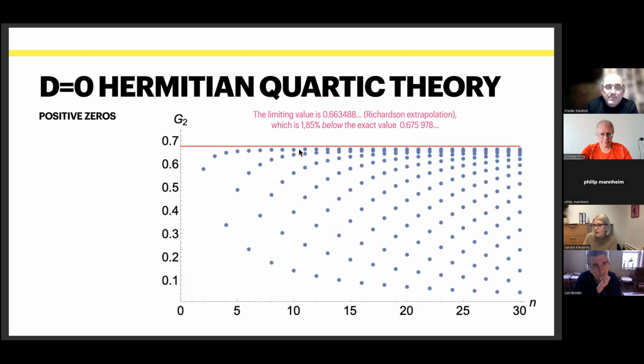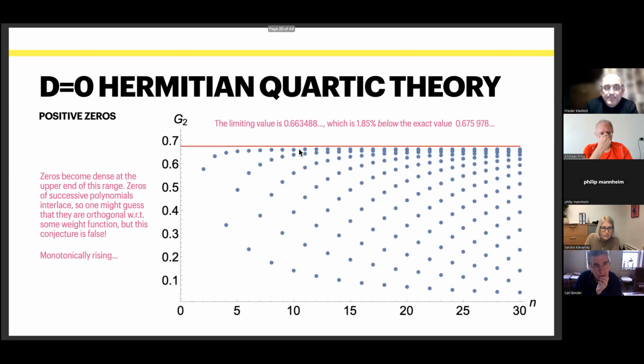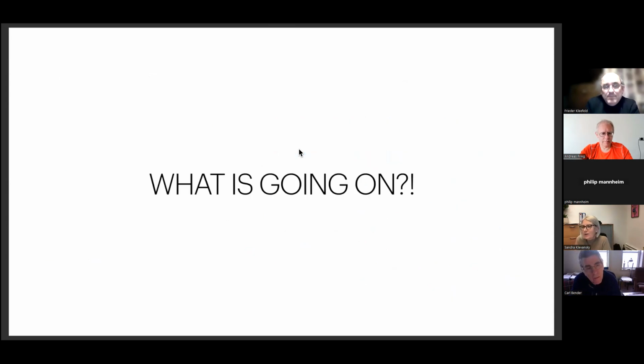This limiting value you can get by extrapolation, and the limiting value lies at a value which is in fact below the exact value. So in other words, solving the Schwinger-Dyson equations in this fashion does not converge to the actual exact value. So what else do we see? We also see that the zeros of the successive polynomials interlace. So one might have thought they were orthogonal polynomials, but in fact they're not orthogonal polynomials. But really this is the problem, that we find that the limiting value lies below the exact value. So the question is, what on earth is going on? Okay, and can we in fact do better? So I'm going to show you how we can do better.